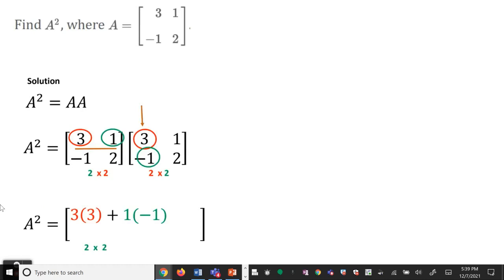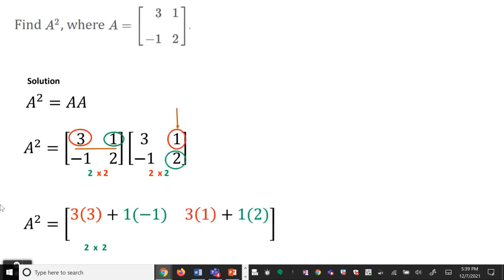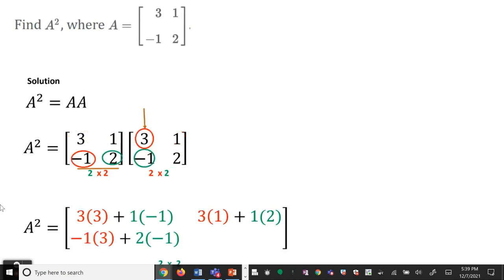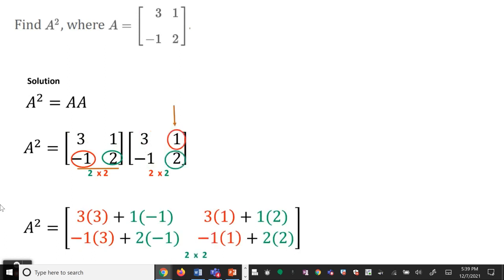So all of that together is going to be your first entry. And then the second entry is going to be 3 times 1 and 1 times 2. So that's your second entry. I'm already done with my first row because I don't have any more columns, so I go on to my second row, which I have underlined here. Negative 1 times 3, and then 2 times negative 1. That's my third entry. And then negative 1 times 1 and 2 times 2.